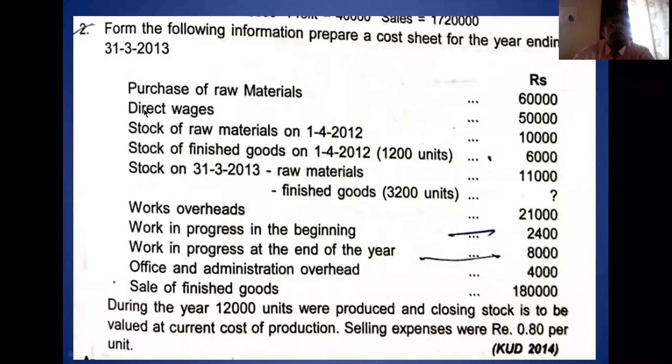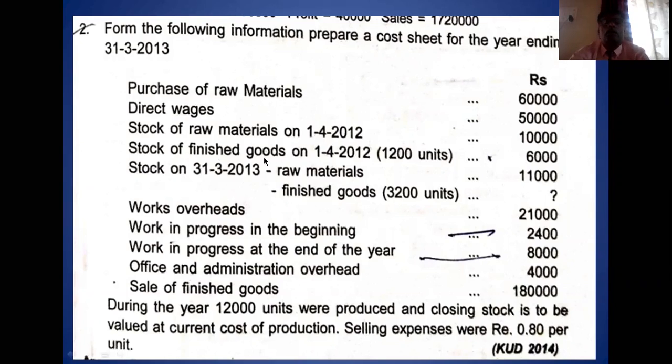First is raw material purchase. It comes under the first head. Second is direct wages. It is the direct labor. Then stock of raw material on 1/4/2012. 1/4/2012 is the opening date of the year. Therefore, the stock of raw material on 1/4/2012 is called opening stock of raw material.